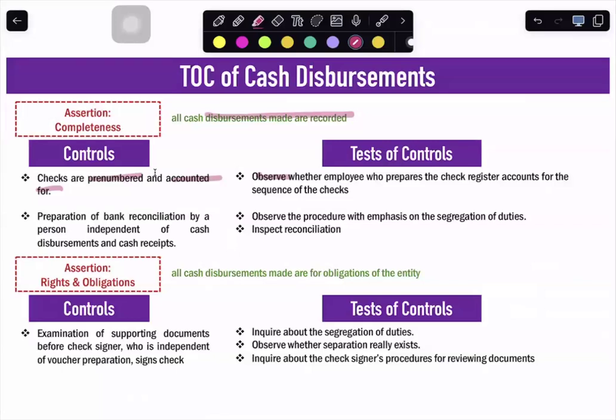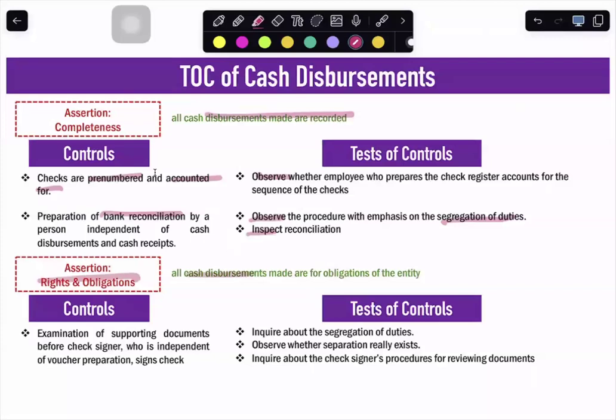Next control, preparation of bank reconciliation independent of cash disbursement and cash receipt. Earlier, we have already discussed this in the previous assertion when we discussed the assertion of existence or occurrence. So how do we test that control? Again, observation and inspection. Again, we want to have a segregation of duties from the preparation, signing, mailing, up to the checking on your bank reconciliation.